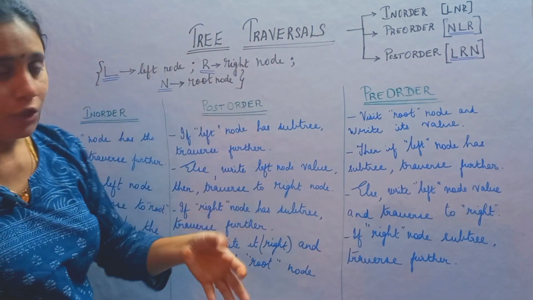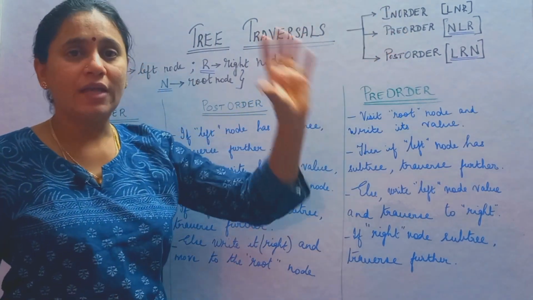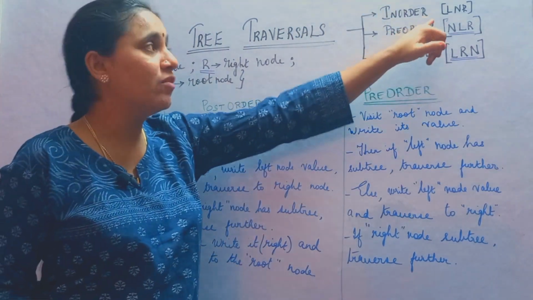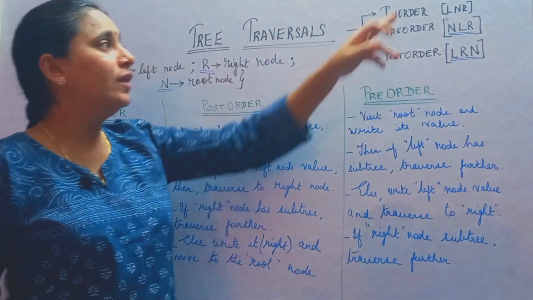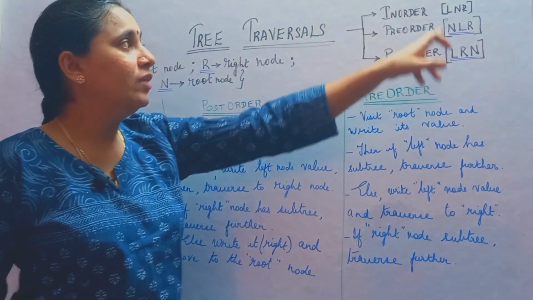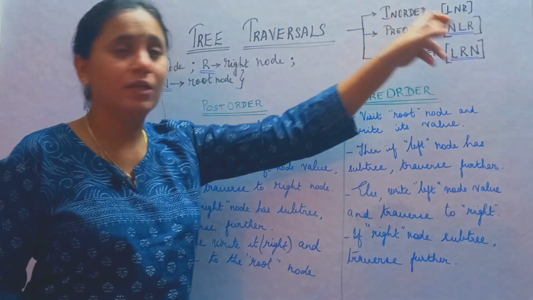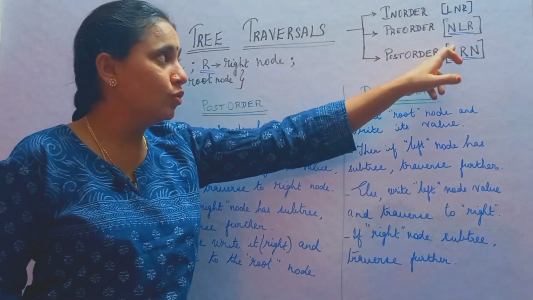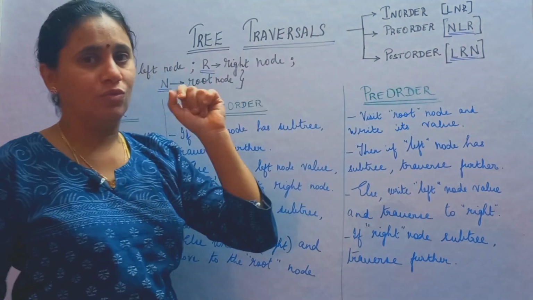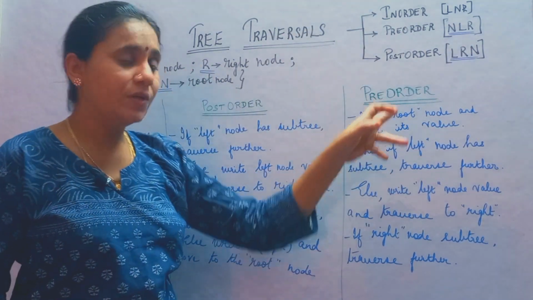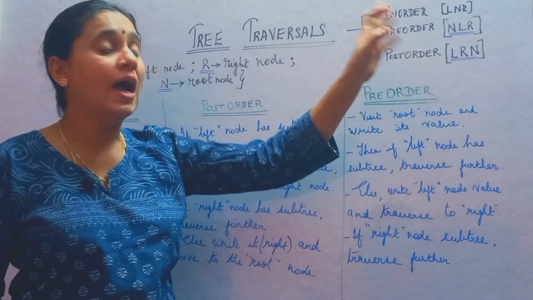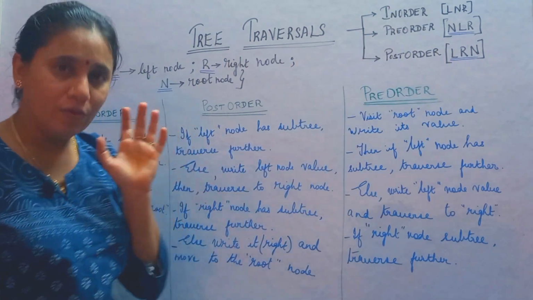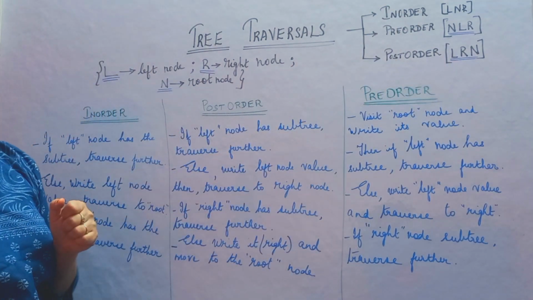Once again I will tell you. Using in-order, we first traverse the left node, then move to the root node, and then move to the right node. What is pre-order? We traverse the root node, left node and then right node, right? What is called post-order? Left node, right node and then the root node. These are all the different steps, right friends?